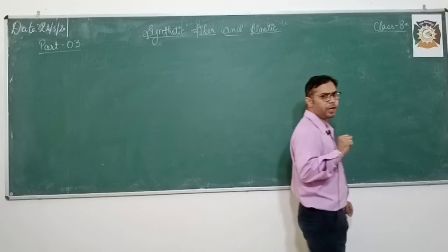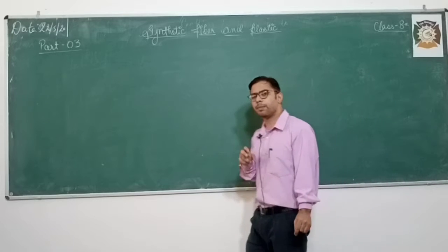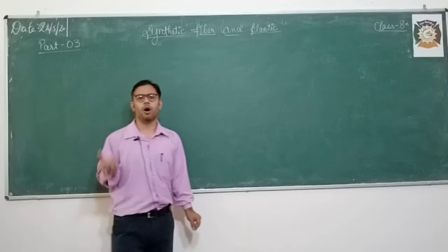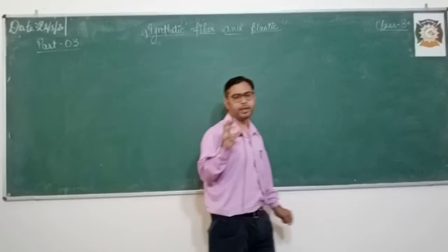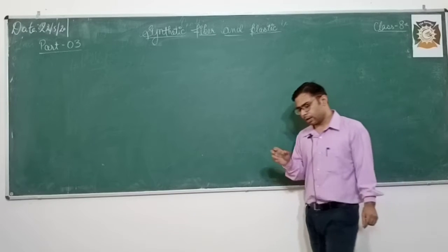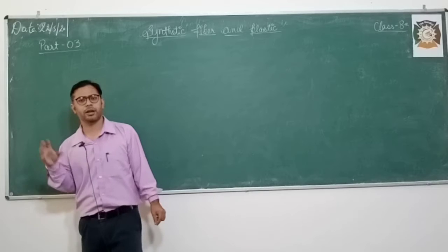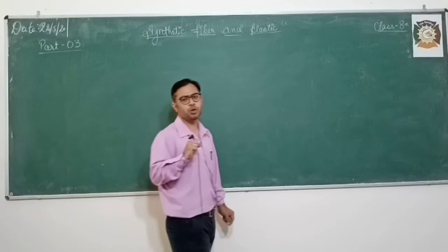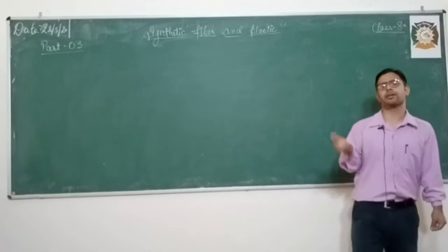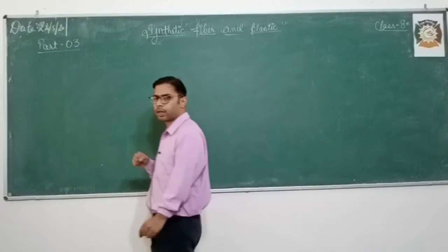After that we studied acrylic, a synthetic fiber. Acrylic resembles wool in its properties. It is warm to touch, soft, lustrous, and easily washable. So wherever wool is used, we can use acrylic fiber. Acrylic is used to make sweaters, blankets, socks, and also carpets.